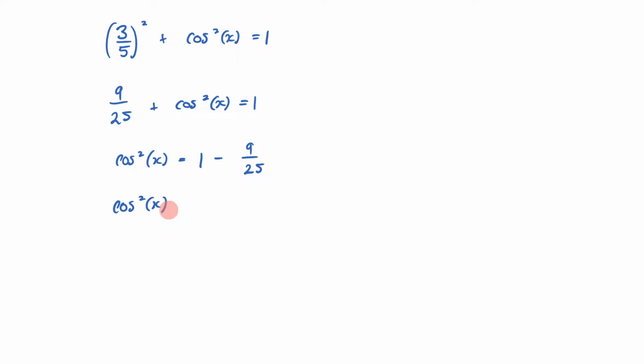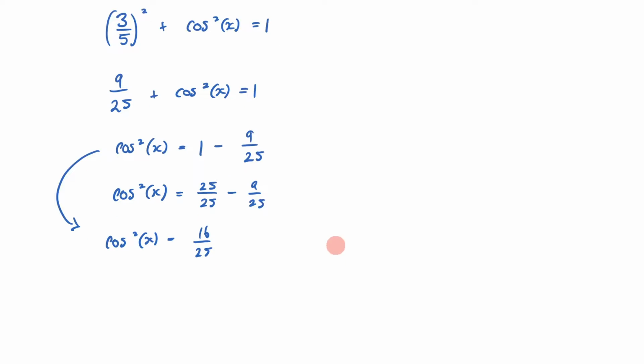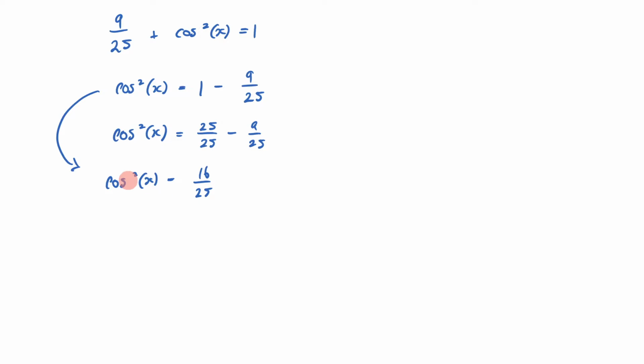Now, this is where I want you to become quick at doing this. You shouldn't have to do this next step. 1 is the same as 25 on 25. And we're minusing 9 on 25 from that. So that means we get cos squared of x is equal to 16 on 25. You can see how you would ideally just want to go straight to that step. I'm, of course, going through this a bit slower, but you want to become quite efficient at doing these questions.